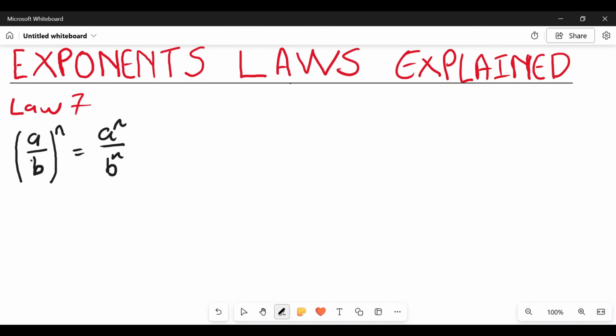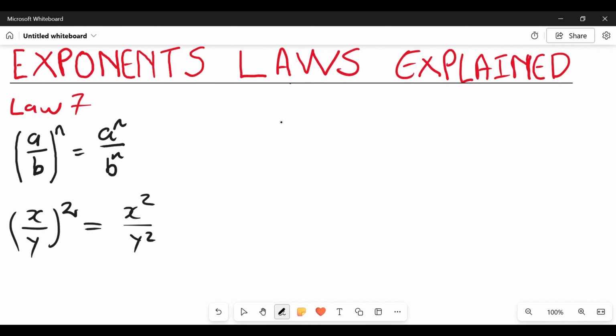We have different bases here which are dividing each other, but at the same time these two bases are inside the bracket and they have the power of n. So when you simplify this, both the bases are going to have the power of n. So let's make an example. Now let's say we have x over y, all these are inside the bracket, to the power of 2. When you simplify this, it is going to be x to the power of 2 divided by y to the power of 2. So this exponent here is going to multiply with the exponent of these bases inside the bracket there.